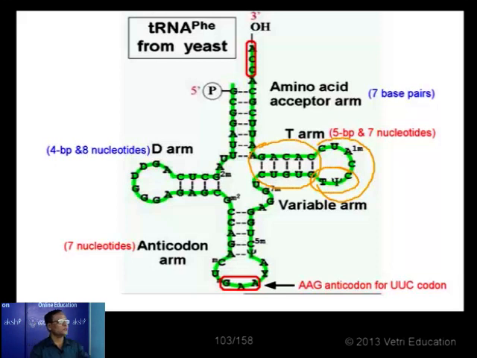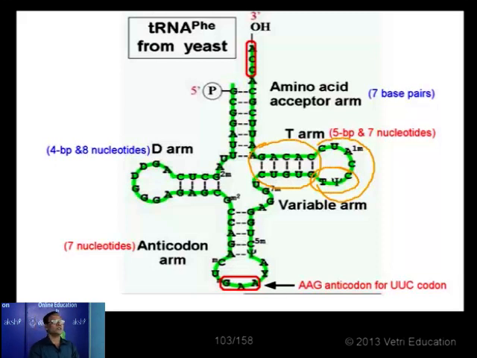Now, what is the function of this T arm? There are 7 nucleotides in the loop and 5 base pairs in the stem. This is responsible for recognizing the ribosome and also for the binding of tRNA to the ribosome. The D arm is responsible for recognizing the enzyme which activates the amino acid, and this arm is responsible for recognizing the ribosome and for the binding of this tRNA to the ribosome. Then only the translation process is possible.